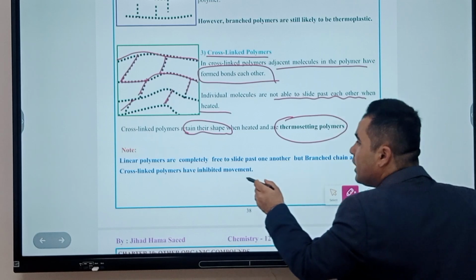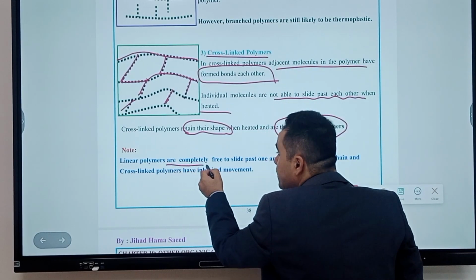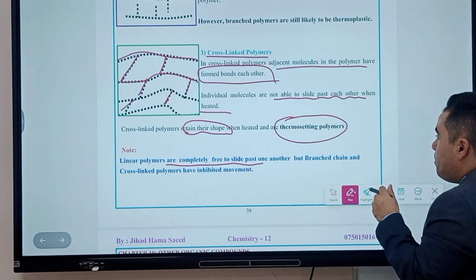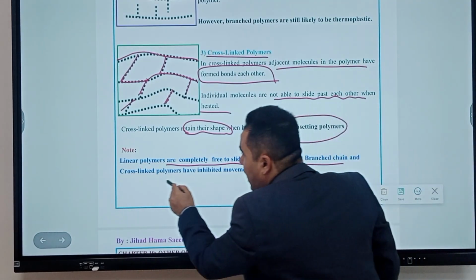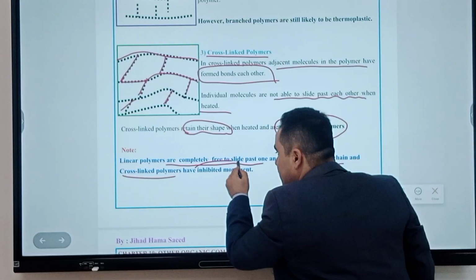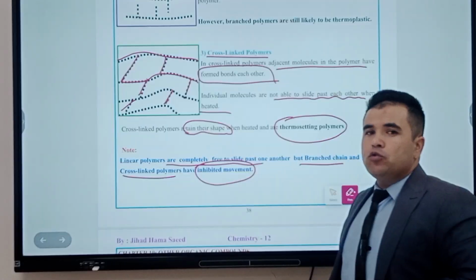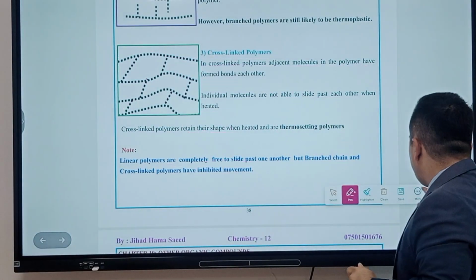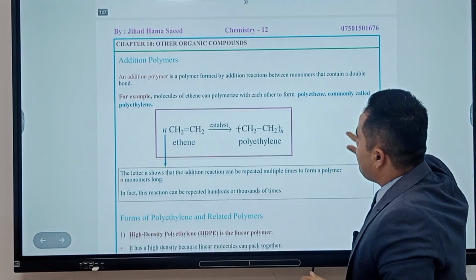We have got a note here, guys. The linear polymers are completely free to slide on each other, as we said, but the branched and cross-linked polymers are inhibited in movement due to having links in between the chains of the polymers.